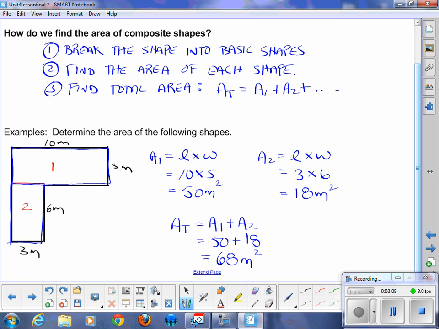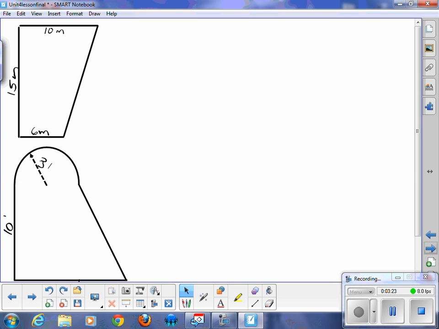All right, so we're doing composite shapes. You break them into shapes that you know, rectangles, circles, squares, parallelograms, etc. And then you find the area of each one, add them together. There you go. Moving on to my second example.